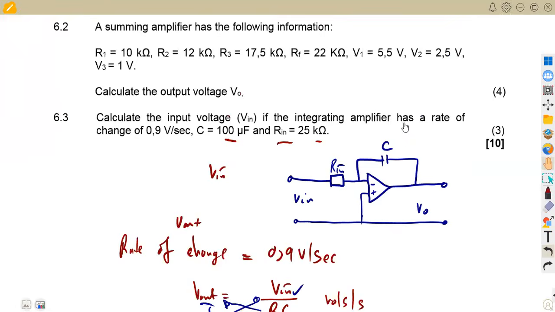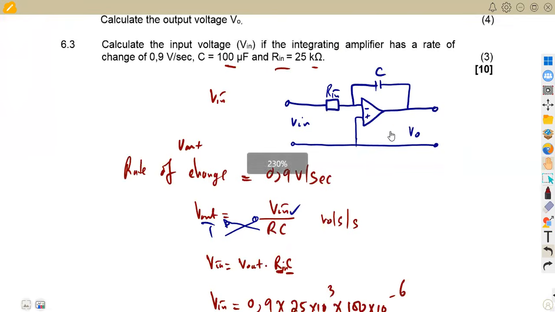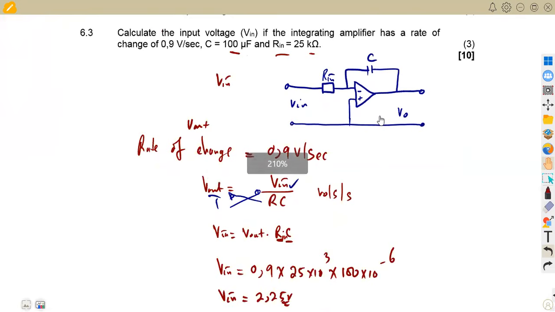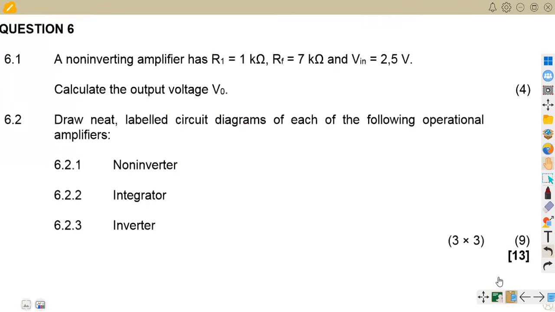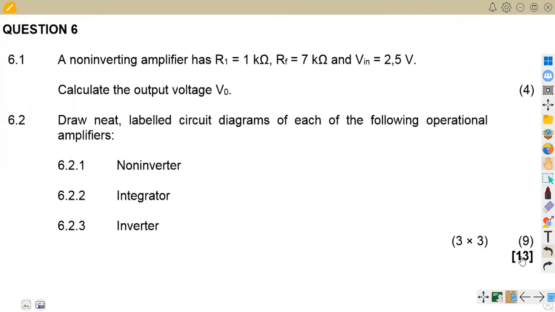You just have to be careful of the type of diagram that you're working with, and the formula for that op-amp. You are supposed to know each and every op-amp in your syllabus, and the formulas of each and every op-amp in your syllabus. So the first part, that was it.